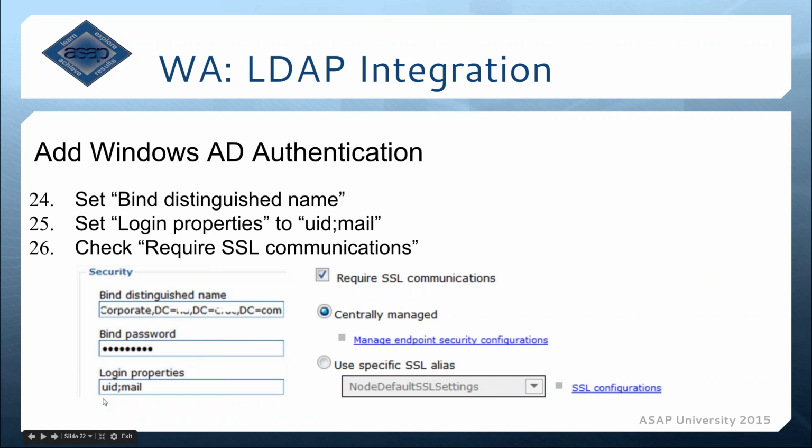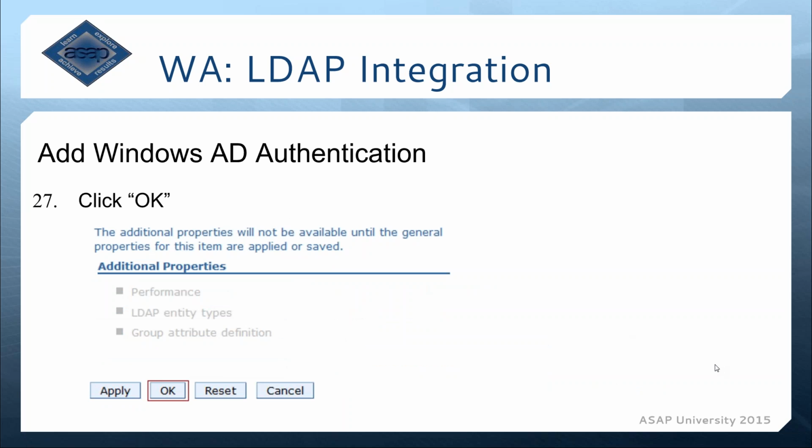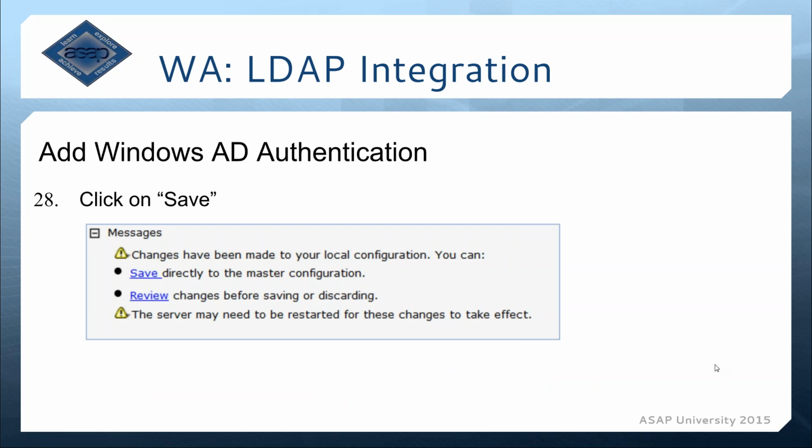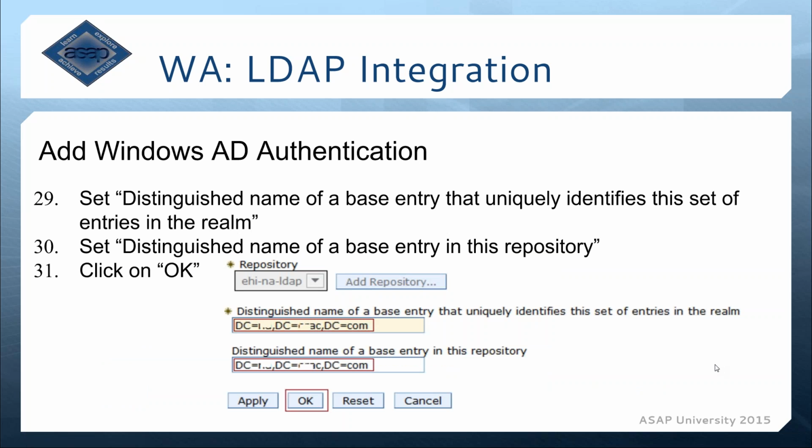Your login properties, we use UID and mail to differentiate accounts. And we make sure that require SSL communications is checked, because we don't want clear text across the network, and centrally managed. And then you click on OK, and if you've entered everything correctly, you'll get the window to save your configuration, and you click on the save there.